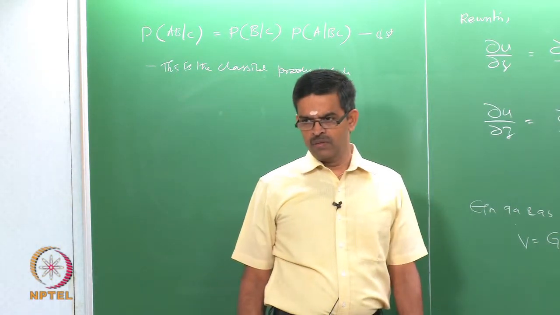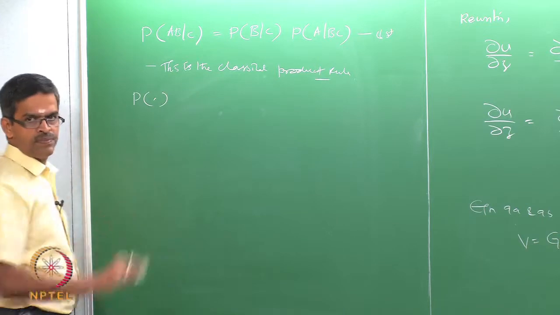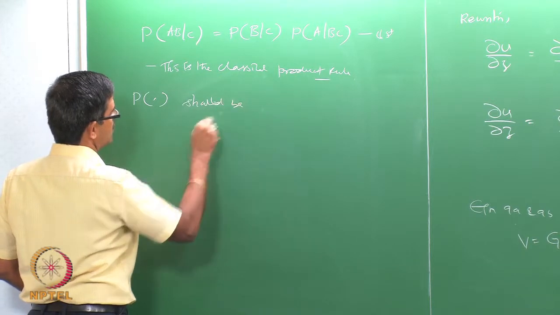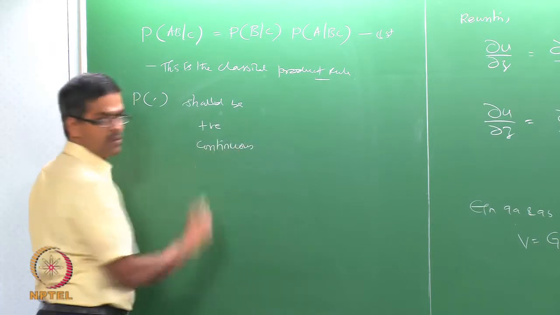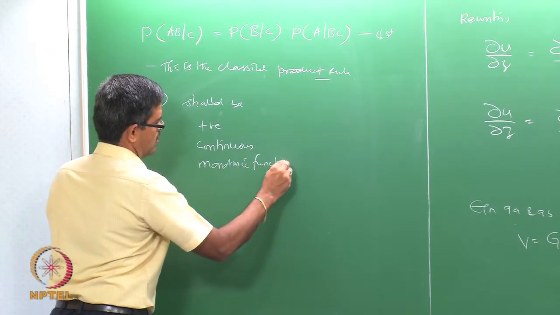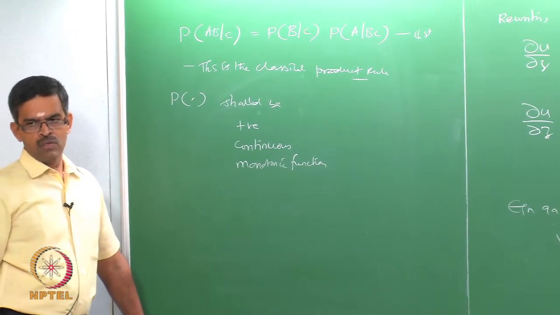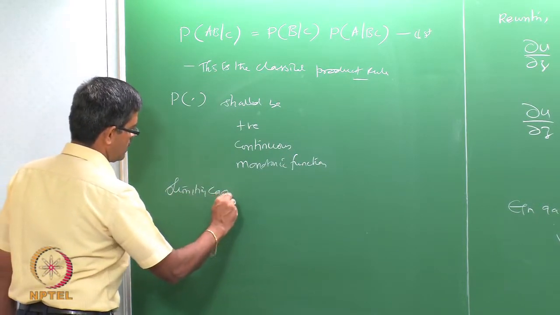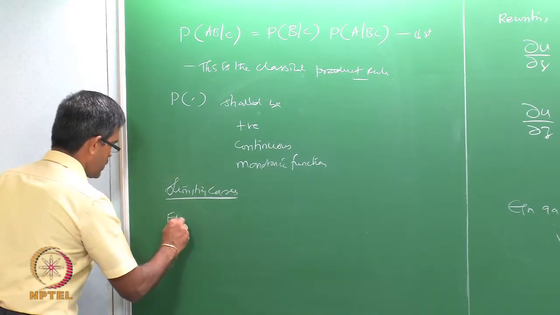In the above equation, one can see that the probability function should be positive, continuous, monotonic function, which can be either increasing or decreasing. So, there are two limiting cases now. Let us consider what those limiting cases are and check the validity of this equation.